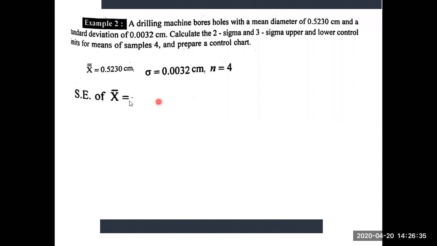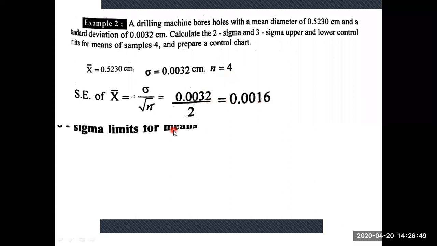The formula for standard error is sigma by root n. In place of sigma you substitute 0.0032, and root n is nothing but 2. Just 0.0016. So for the 3 sigma limits, the control line formula is x double bar only. Just substitute x double bar here.